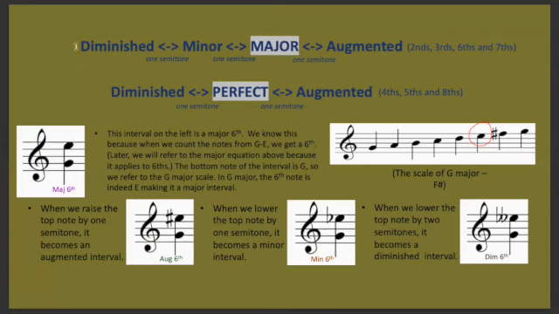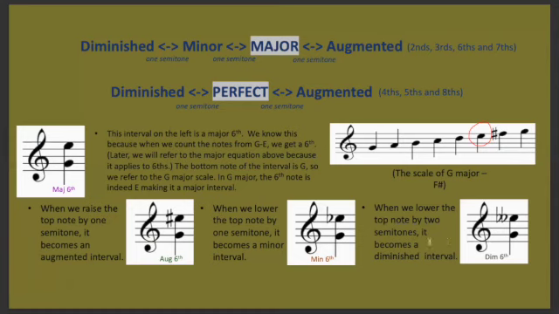Therefore, this interval is a major sixth. And we are going to refer to the major equation, the top one here, and I'm going to show you how the other intervals are created. When we raise the top note by 1 semitone, it will become an augmented interval. So if we raise an E by a semitone, we have to put a sharp in front of it, so it becomes E sharp. When we lower the top note by 1 semitone, it becomes a minor interval, so E flat. And when we lower the top note by 2 semitones, it becomes a diminished interval, E double flat.